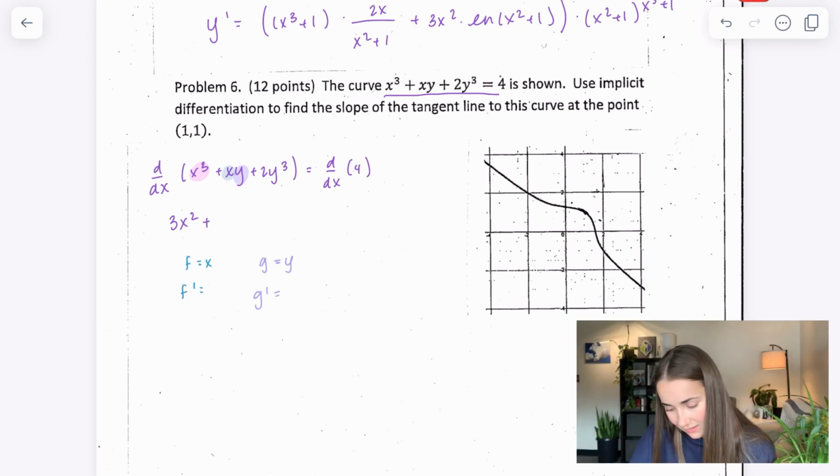So the derivative of x in terms of x is just 1, but the derivative of y in terms of x is just going to be the first derivative of y. Now we get to cross multiply these and add them together.